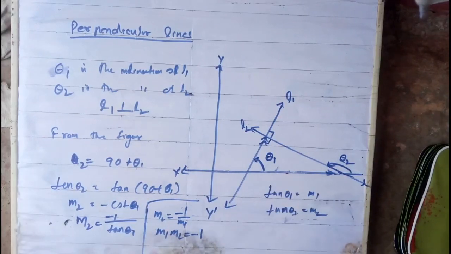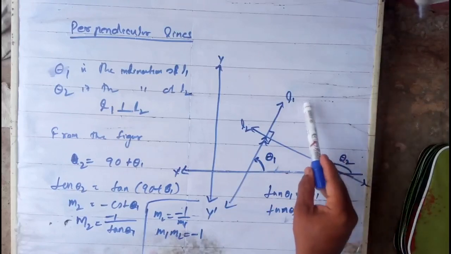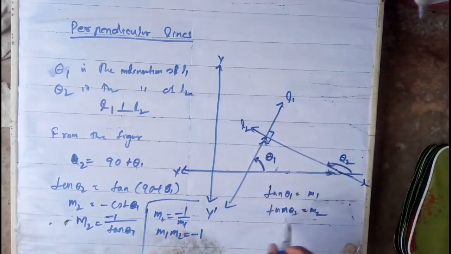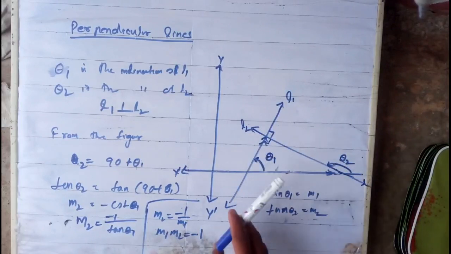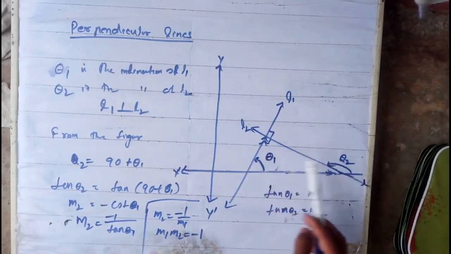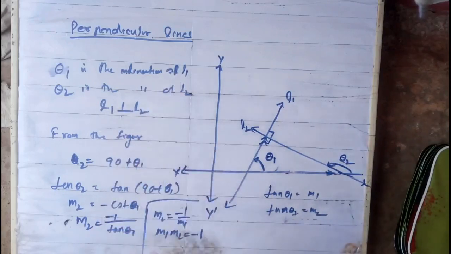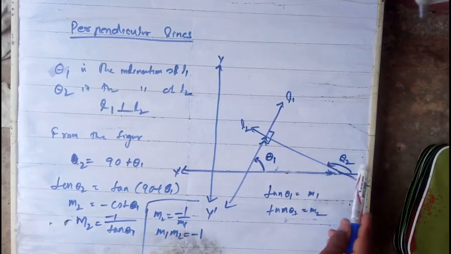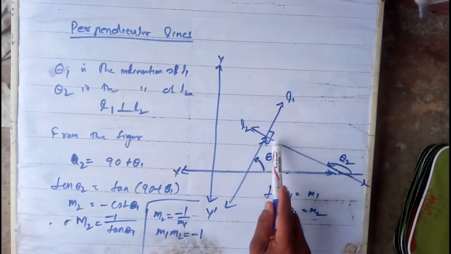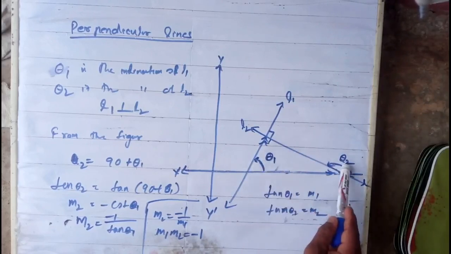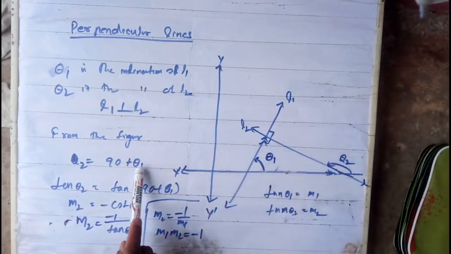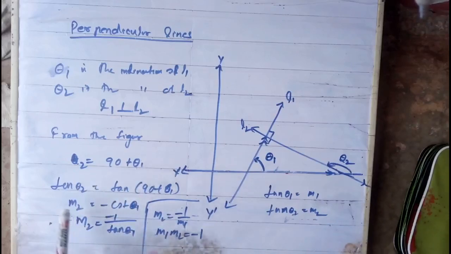Just I'm recapping the whole thing. Here are L1, L2, two lines which are perpendicular and making inclinations theta 1, theta 2 respectively with the x-axis. As you see from the diagram, the slope of the first line L1 is m1 is equal to tan theta 1, m2 is equal to tan theta 2. From the figure you can see this is the external angle, these two are interior opposite angles for this external angle. So I can write theta 2 is equal to 90 plus theta 1. Taking tan on both sides, tan theta 2 is equal to tan of 90 plus theta 1.